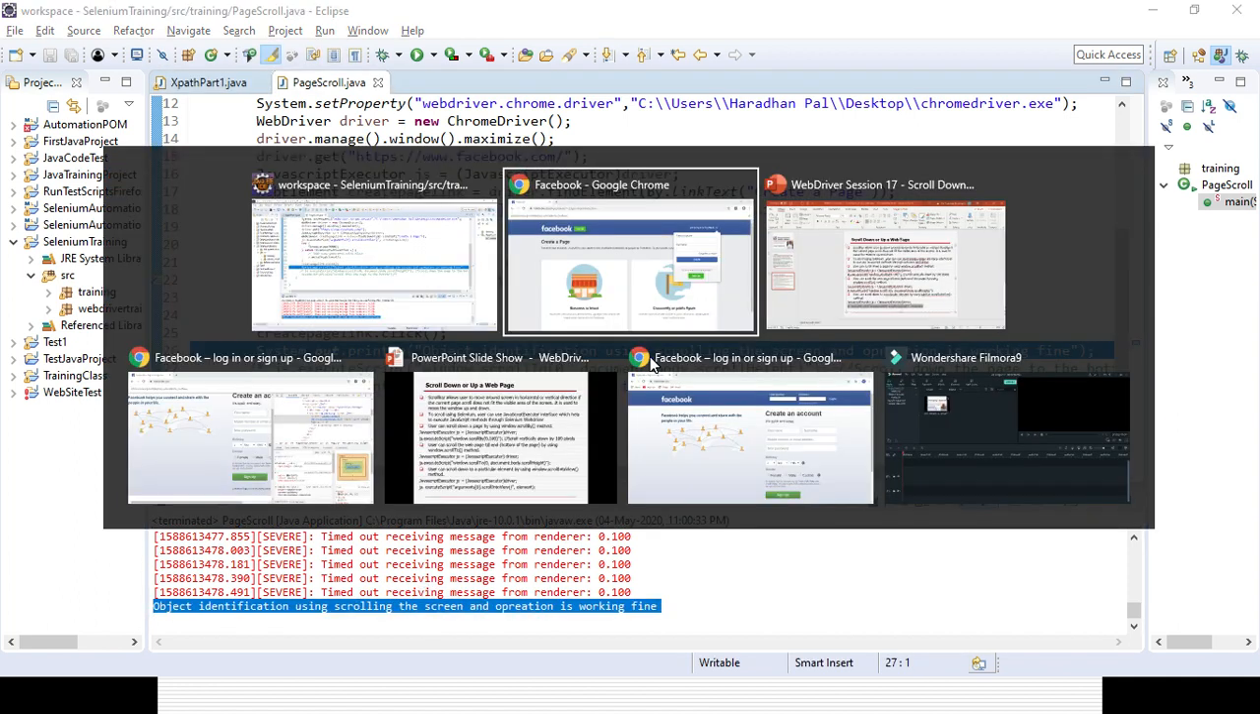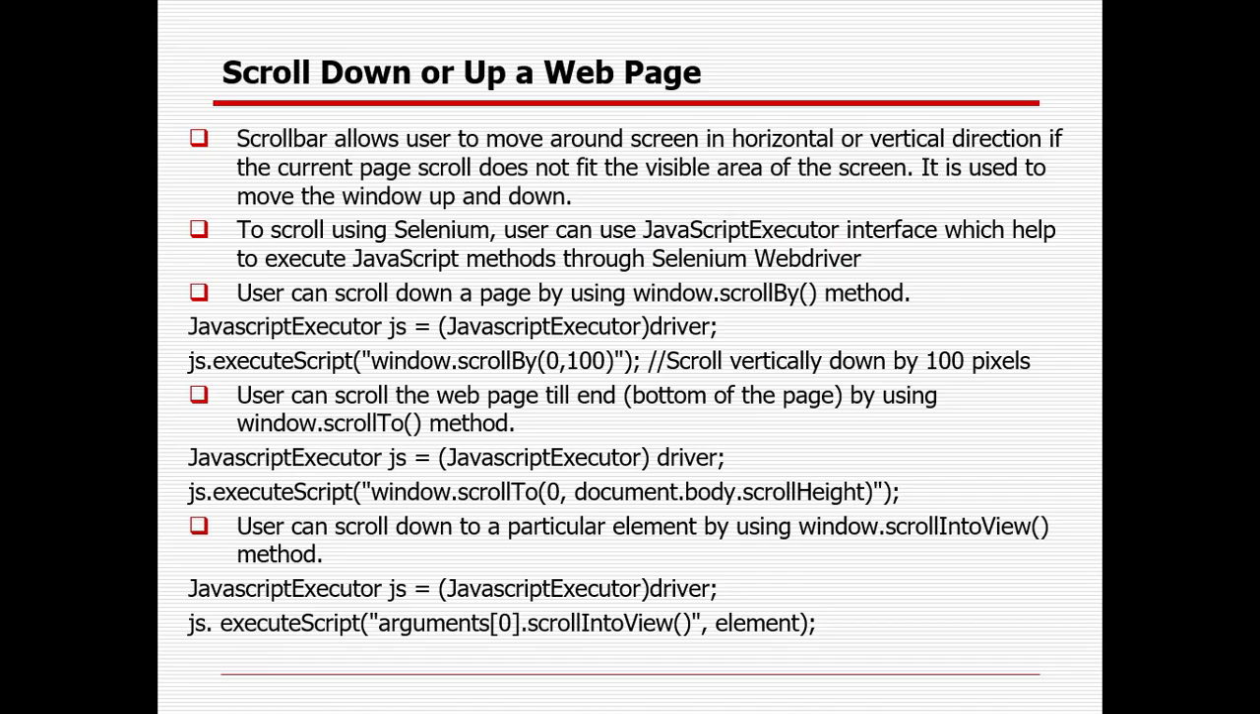So these are the three important methods available in the JavaScript executor interface. To scroll down the page, we need to use the window.scrollBy method. To scroll down the web page till the bottom of the page, we need to use the window.scrollTo method. And in case we want to scroll down to a particular element, we need to use the scrollIntoView method. And obviously, we have to use the JavaScript executor interface, creating an object reference by typecasting the driver to the JavaScript executor interface.